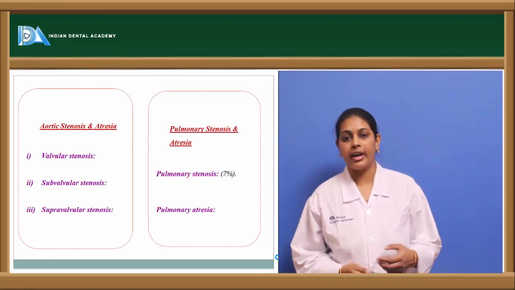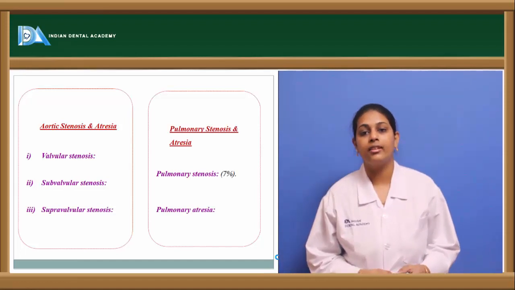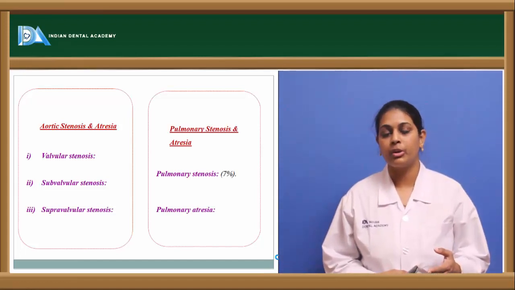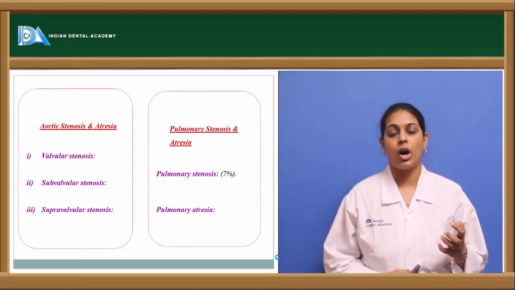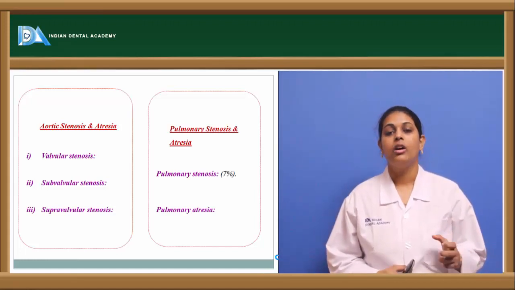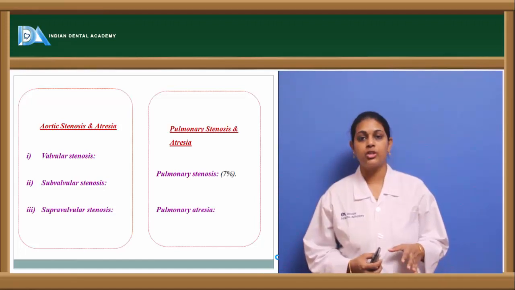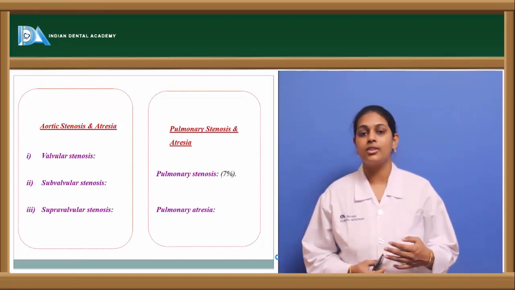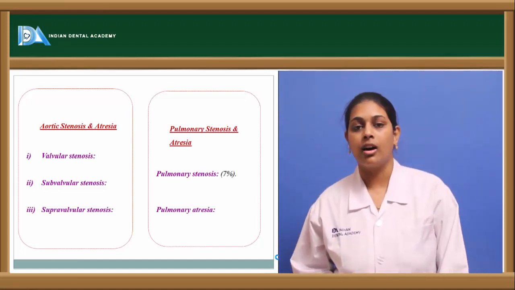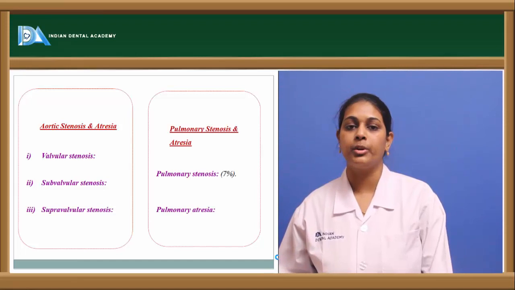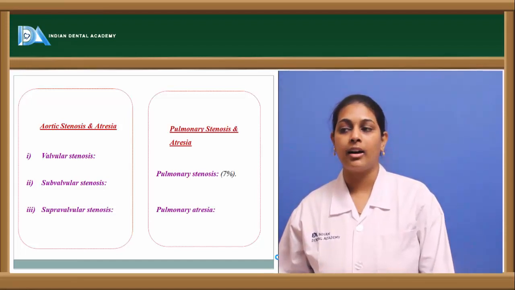Coming to pulmonary atresia, normally in a normal patient there is a communication between the pulmonary artery and the lung, but usually in congenital diseases we find that there is no such communication formed between the pulmonary artery and lung, and this lack of communication between the pulmonary artery and the lung is known as pulmonary atresia.